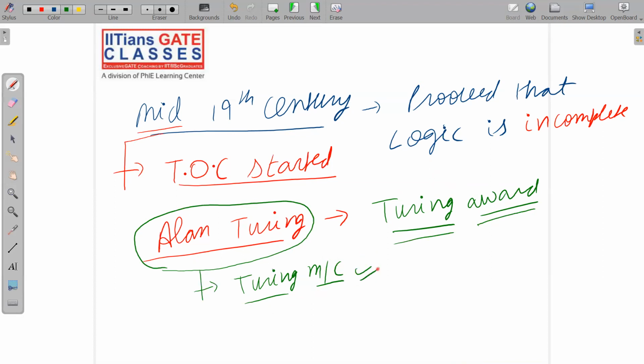We will study all these interesting things in pretty much detail in this subject. We will study the Turing machine and other machines also. In mid 19th century, TOC foundation was laid down and this subject was started. Because they proved that logic is incomplete, that means we cannot prove everything with the help of logic. So the next very important thought which will come to our mind, let me go to the next slide.